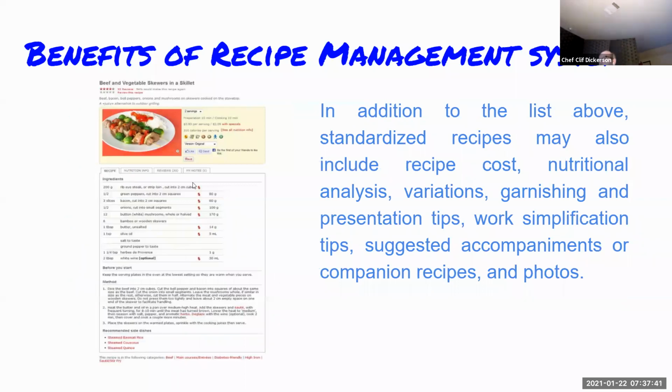In addition to a list of ingredients above, a standardized recipe can include cost, recipe cost. How much does it cost? For example, here, $2.83 per serving, 2.09 with a special, or whatever else. You can have the calorie count, all of that sort of stuff.